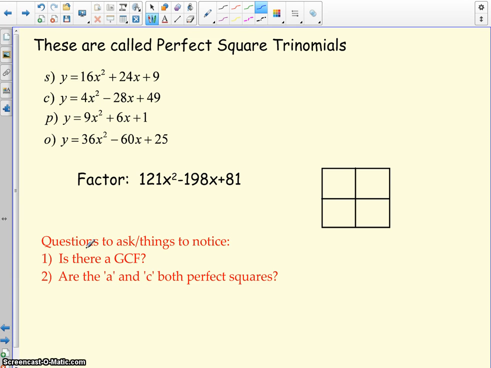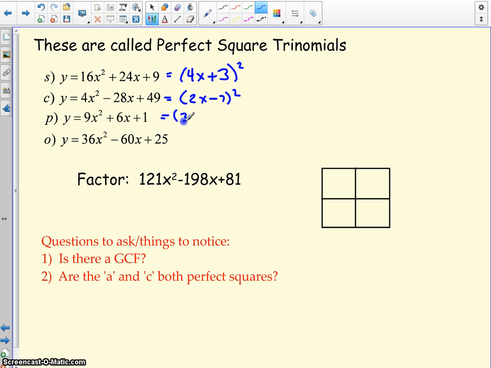You also saw a type of factoring called perfect square trinomials. One thing you may have noticed here is that s, c, p, and o factored into these. When you experimented with the arrays, you wound up with something that looked like this. You had 4x plus 3 all squared for this one. The reason we call it a perfect square trinomial is that you wind up with the same factor repeated. If you try this out with algebra tiles, you get a perfect square. So c worked out to being 2x minus 7 all squared.